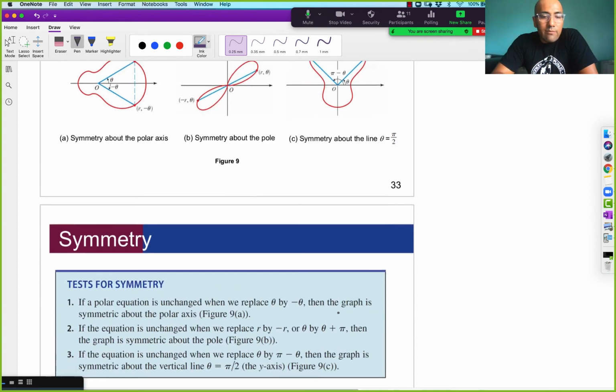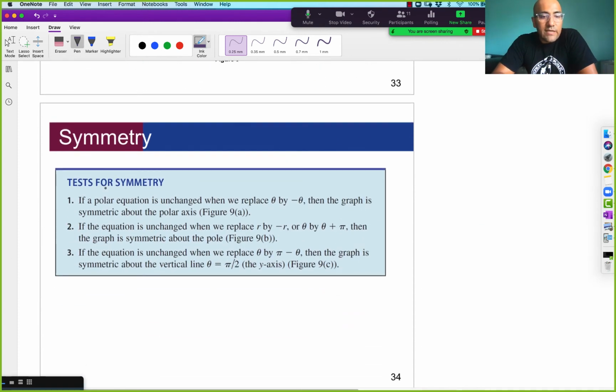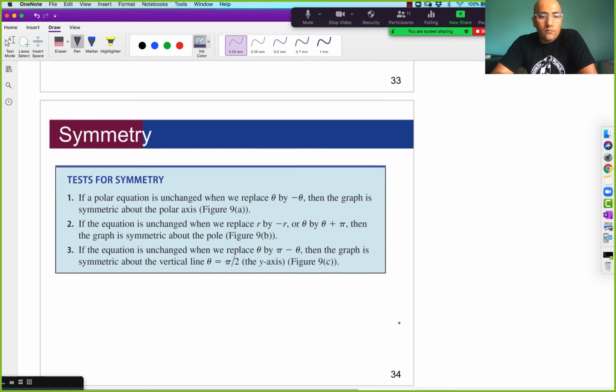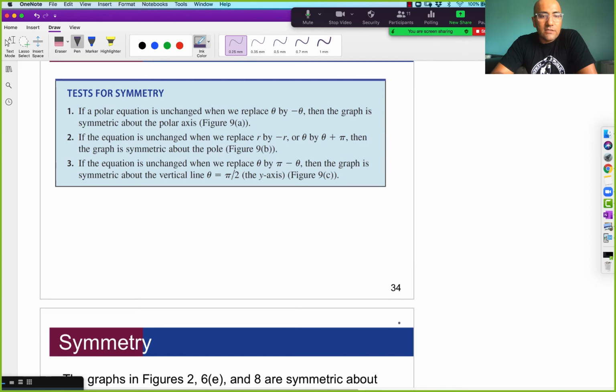All right, so to establish symmetry, testing for symmetry, here is the little guideline, right? If a polar equation is unchanged when we replace theta by negative theta, then it's symmetric about the polar axis. If the equation is unchanged when we replace r by negative r, or theta by theta plus pi, then the graph is symmetric about the pole. And if the equation is unchanged when we replace theta by pi minus theta, then the graph is symmetric about the vertical line theta equals pi over 2. Okay, so for questions that ask you to test for symmetry, this is your little guideline on how to do it.